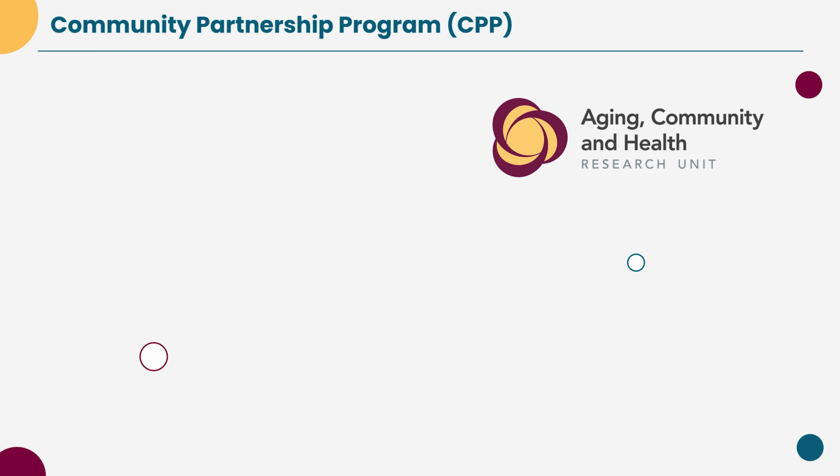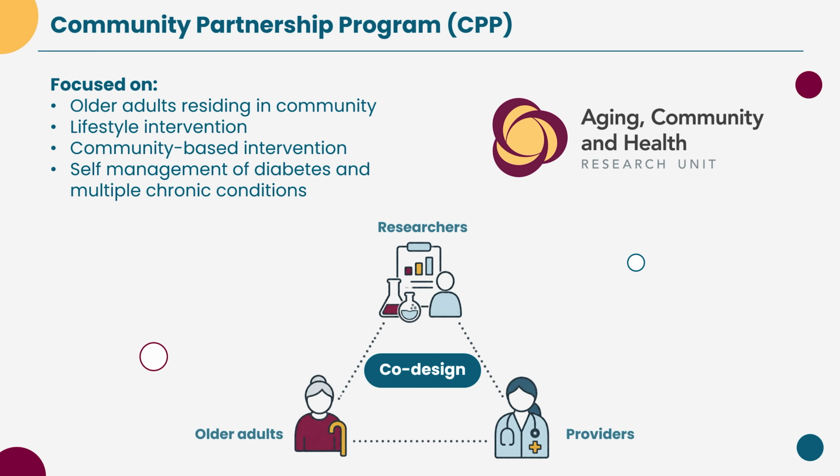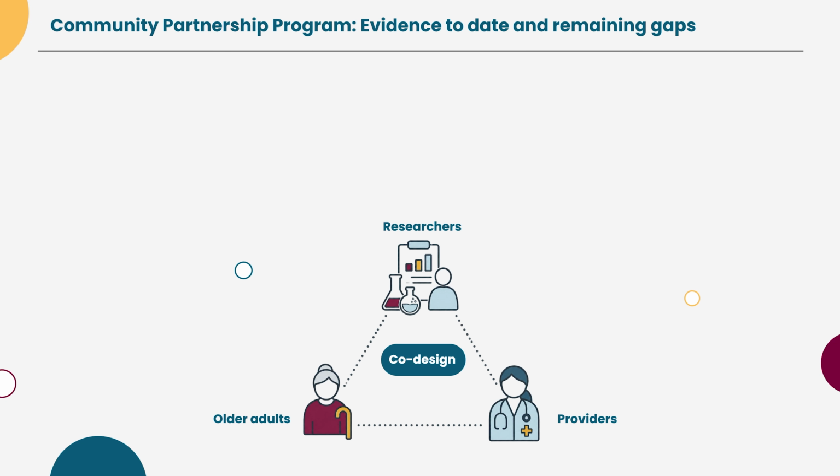Let's dive into our case example, the Community Partnership Program, or CPP. The CPP is a community-based diabetes self-management program designed for older adults living in the community with multiple chronic conditions. What makes it stand out is how it was developed. Researchers at McMaster University's Aging, Community, and Health Research Unit, also called ACHRU, worked alongside healthcare providers and older adults to co-design the intervention. This collaboration helped ensure the program was not only evidence-informed, but also practical and relevant to the people it was meant to support.